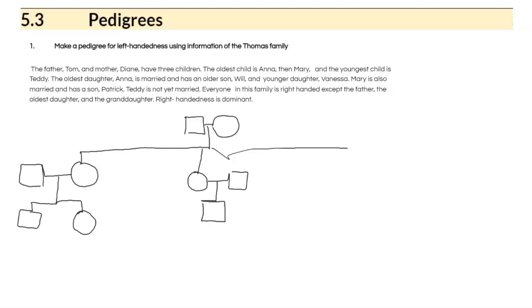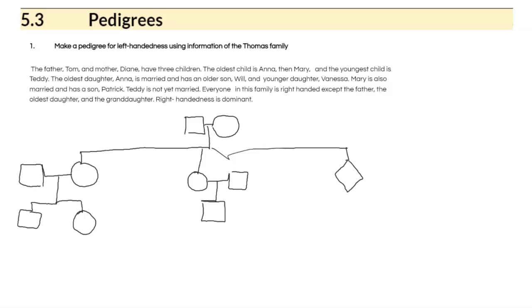Then Teddy is not yet married, so I don't know. Teddy could be a female or a male. So let's just do a diamond. If you decided that Teddy was male or female and you put a different symbol, that's fine. To me, it's a little bit ambiguous, so I'm going to be safe and just put a diamond there.